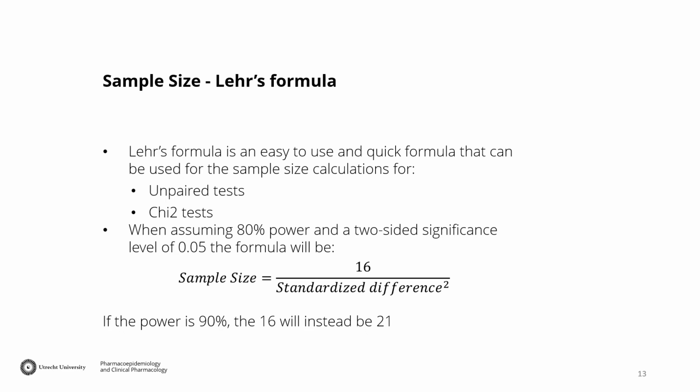If you then have a power of 90% instead of 80%, then the 16 will have to be changed to 21. This has something to do with how you calculate the different values that accompany this, and it uses the power or the beta, which is 0.2 if it's 80%, and it also uses alpha, and they look at the distribution and the different values under that. So that's how they get the 16 and 21.